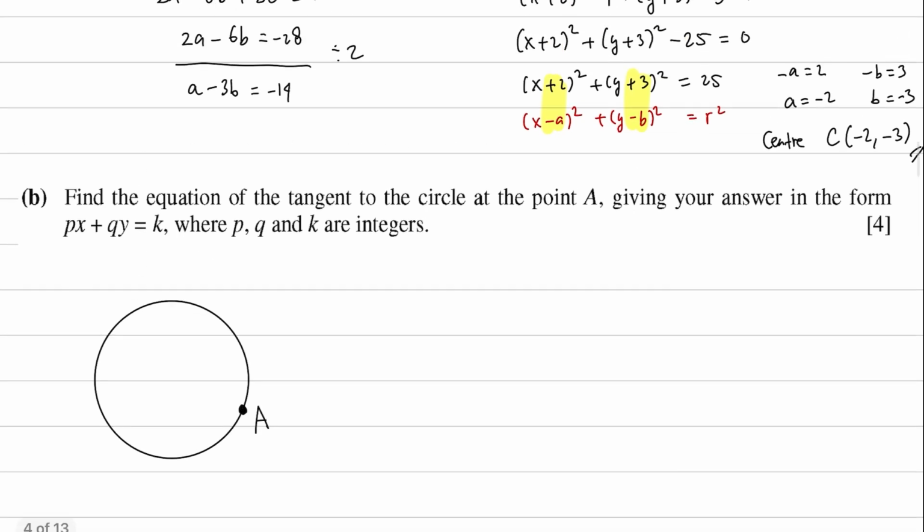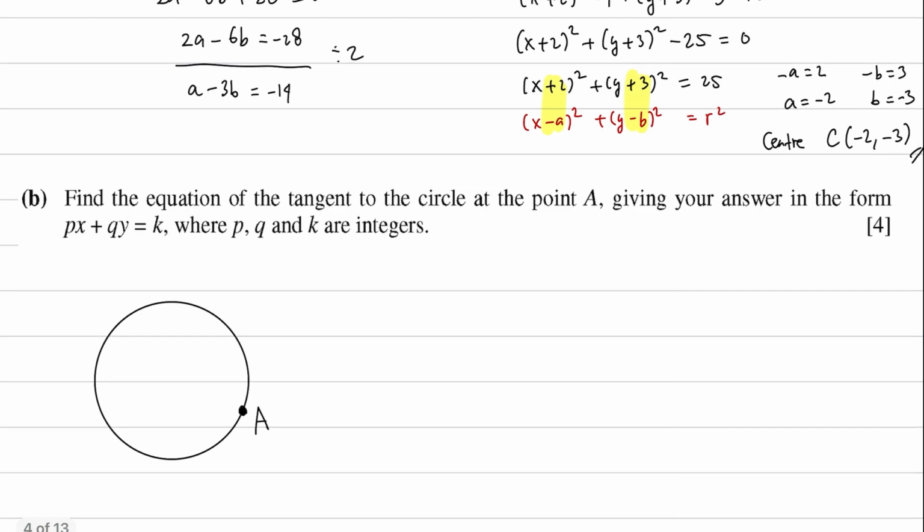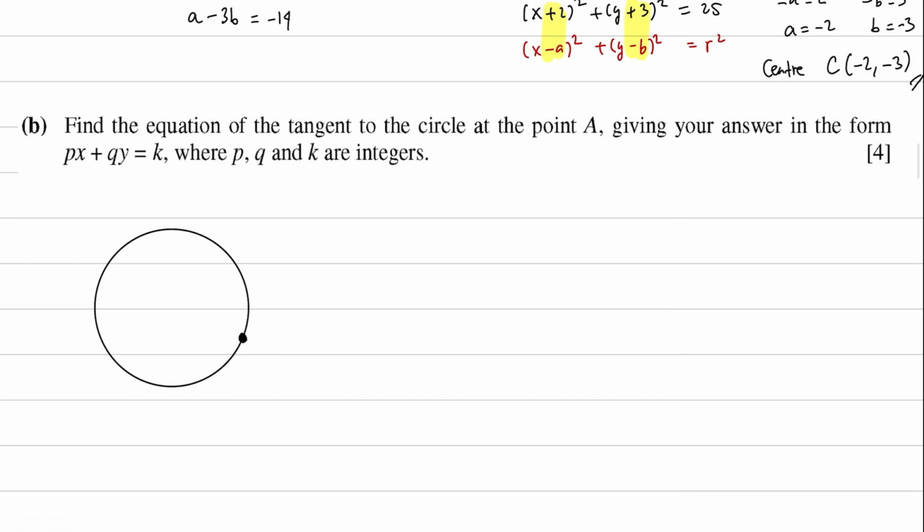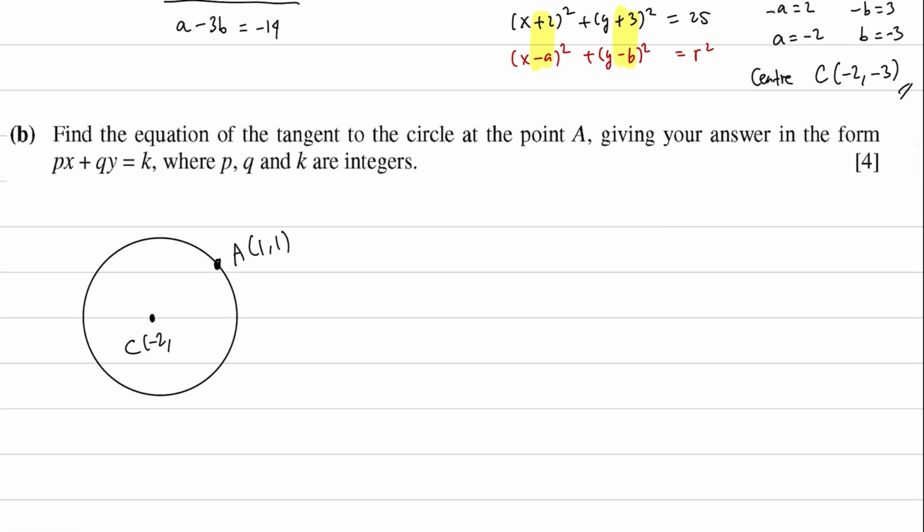And then our center is (-2, -3), and our A is (1, 1). So to make it more realistic, maybe I move it here. This is A (1, 1), and the center is (-2, -3). Now, how to find the tangent at point A? The tangent at point A is a line that just barely touches the circle at point A. And how to find this equation?